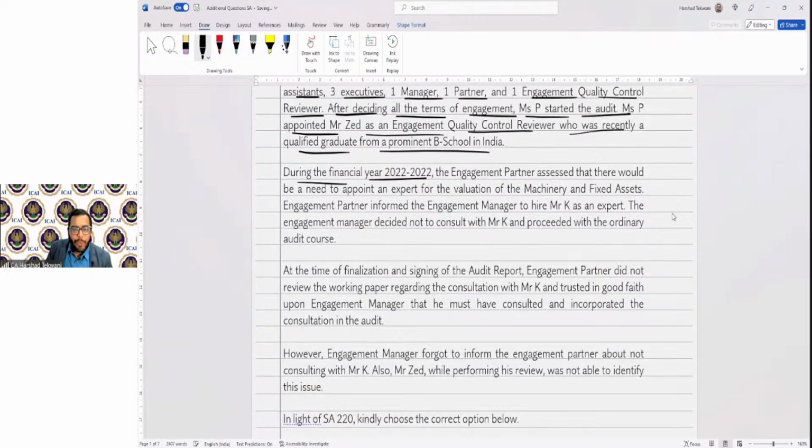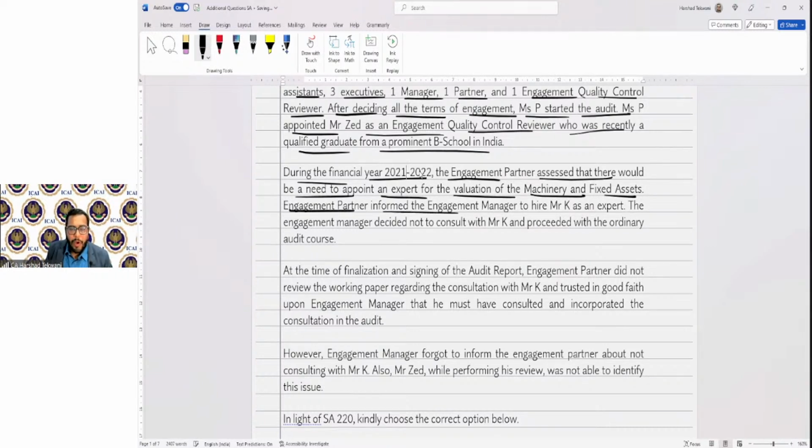During the financial year 21-22, the engagement partner assessed that there would be a need to appoint an expert for the valuation of the machinery and fixed asset. The engagement partner informed the engagement manager to hire Mr. K as an expert. The engagement manager decided not to consult with Mr. K and proceeded with the ordinary audit course.